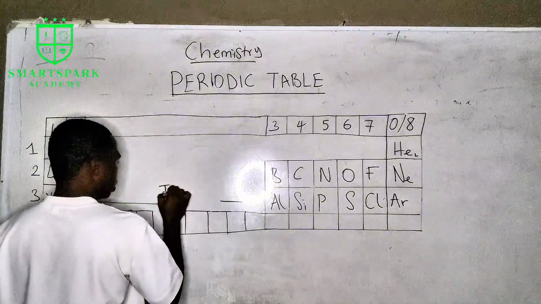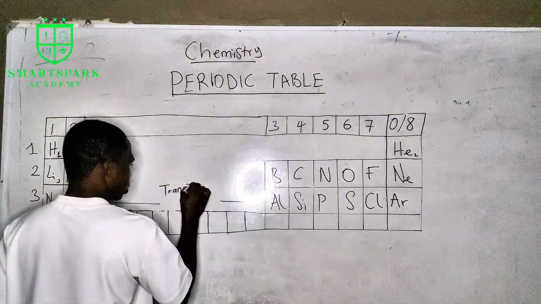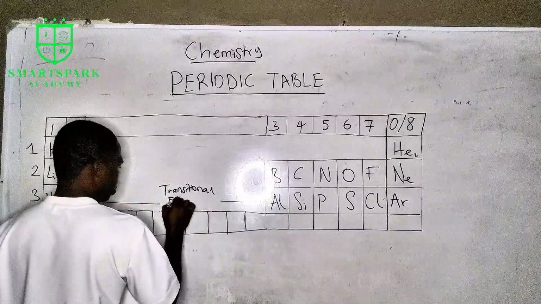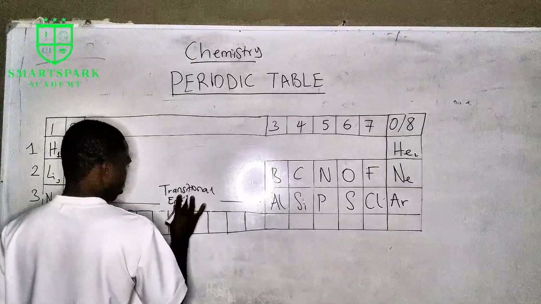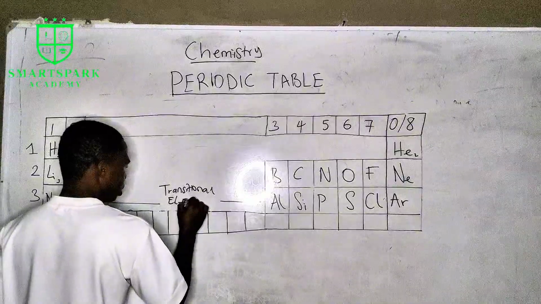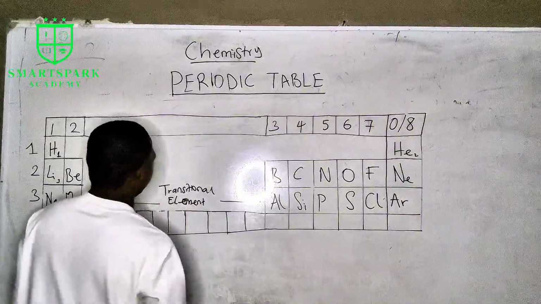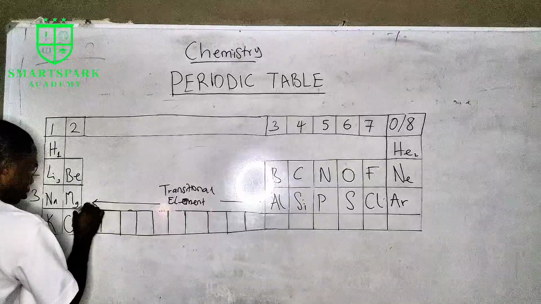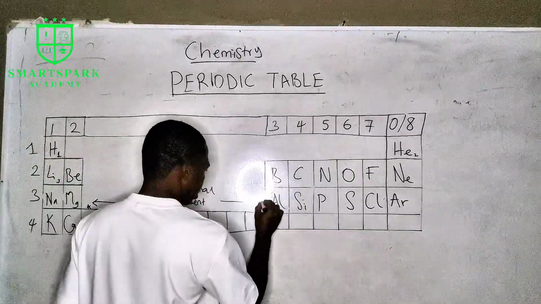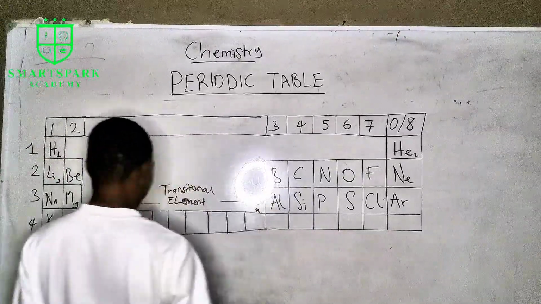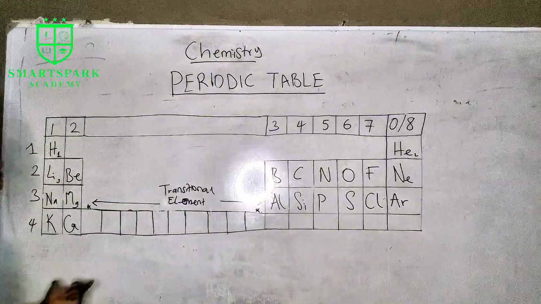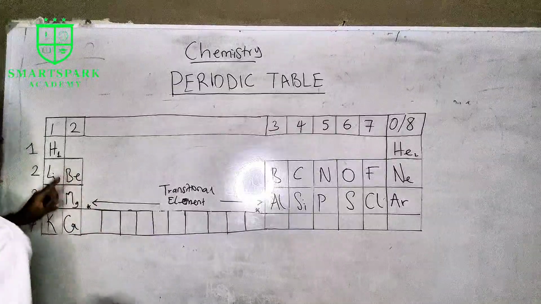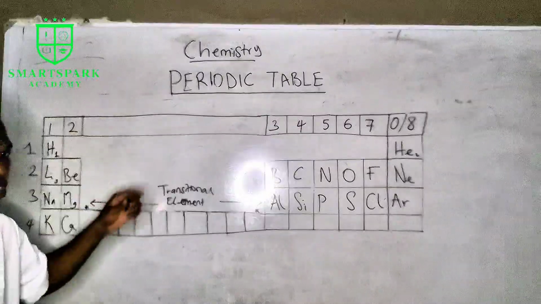From here are called transitional elements. So these are from here to here, and the rest are called transitional elements. We'll not be talking about them for now, we'll talk about them in the next video. But for now let's talk about our periodic table.